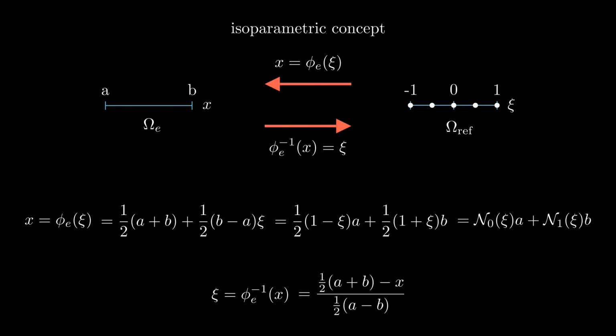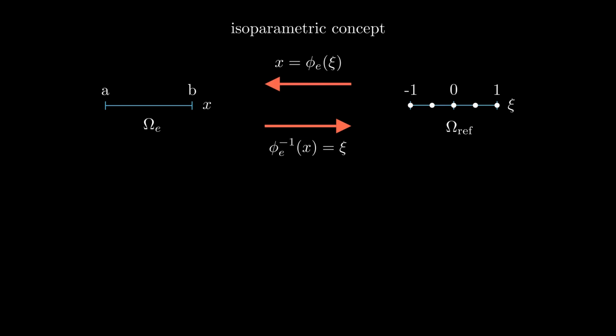After having defined the mapping phi e of xi, we can take a closer look at the relation between the values of the shape functions on the actual element and the values of the shape functions on the reference element. The values of the shape functions on the actual elements N e j of x can be mapped to the reference element by substituting x with phi e of xi. It turns out that this is equal to the values of the shape functions on the reference element, curly N j of xi. If you like, pick an element e and a node j and verify that this relation is true.